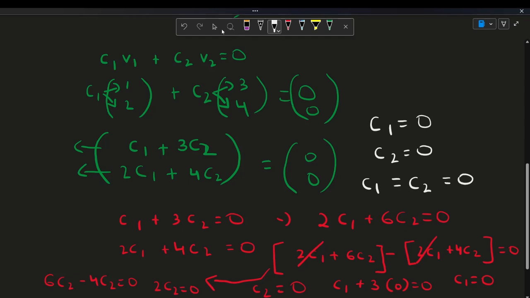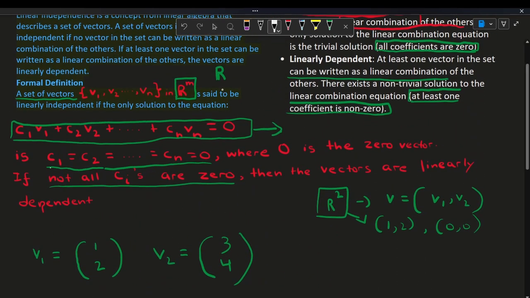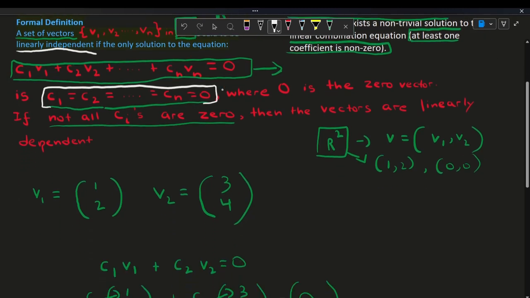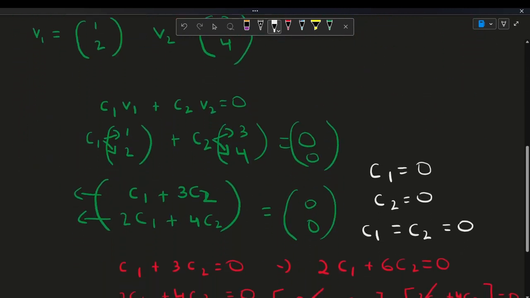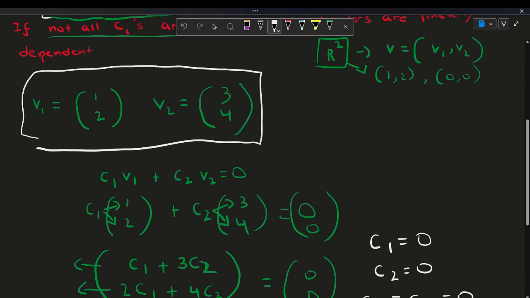Let's go back up to our initial notes. We can clearly see right here that C1 should be equal to C2, which should be equal to 0. If this is the case, they're linearly independent. So that means this set of vectors v1 and v2 are linearly independent. So these two vectors are linearly independent. Now let's look at another example.